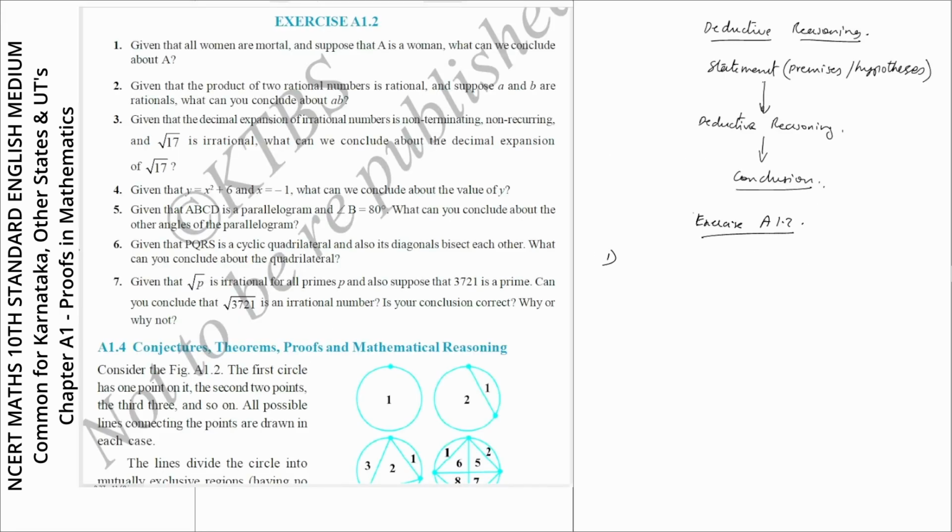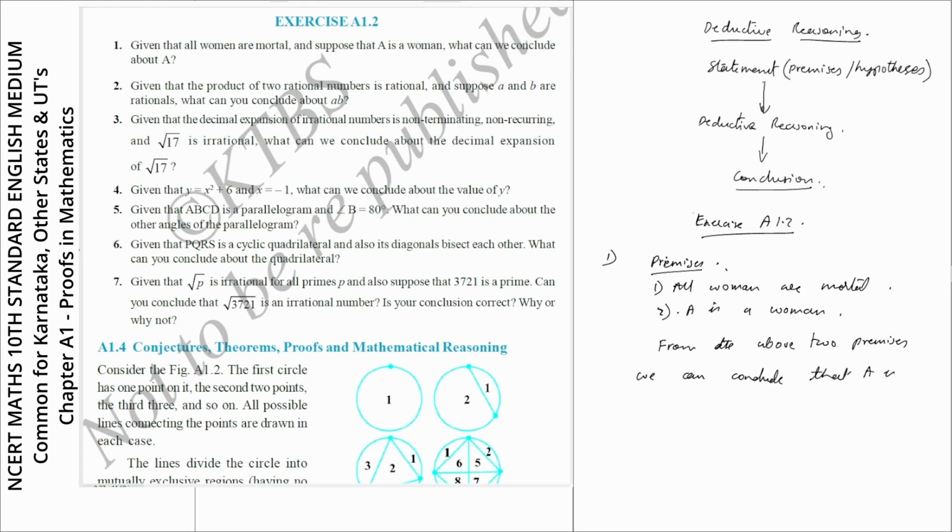Exercise A 1.2, question number 1. Given all women are mortal and suppose A is a woman, what can we conclude about A? In this question there are two premises. The two premises are: all women are mortal, and the second premises is that A is a woman. What's the conclusion about A? From the above two premises we can conclude that A is mortal.